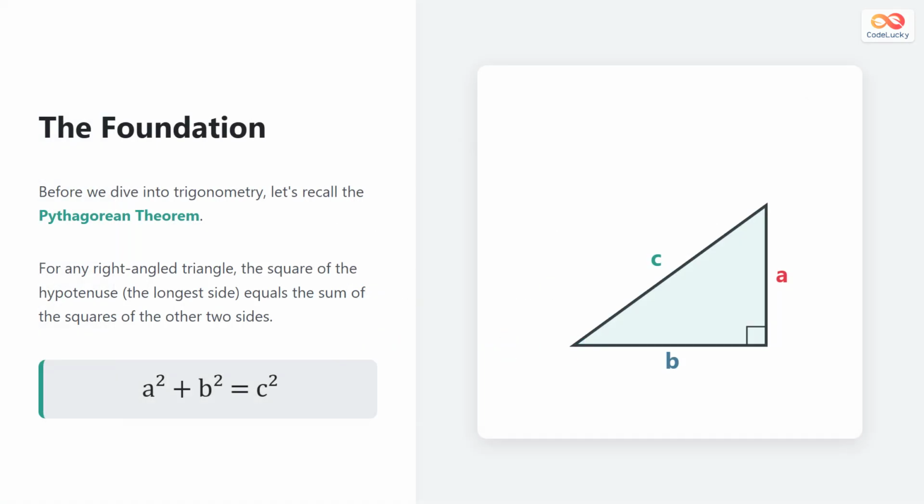To begin, we need to revisit a fundamental rule of geometry, the Pythagorean theorem. This theorem states that for any right-angled triangle, if you square the lengths of the two shorter sides, A and B, and add them together, the result equals the square of the longest side, the hypotenuse, C.